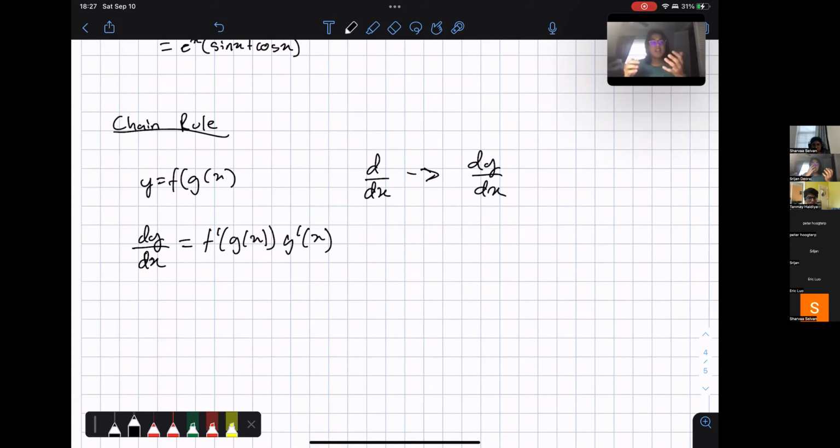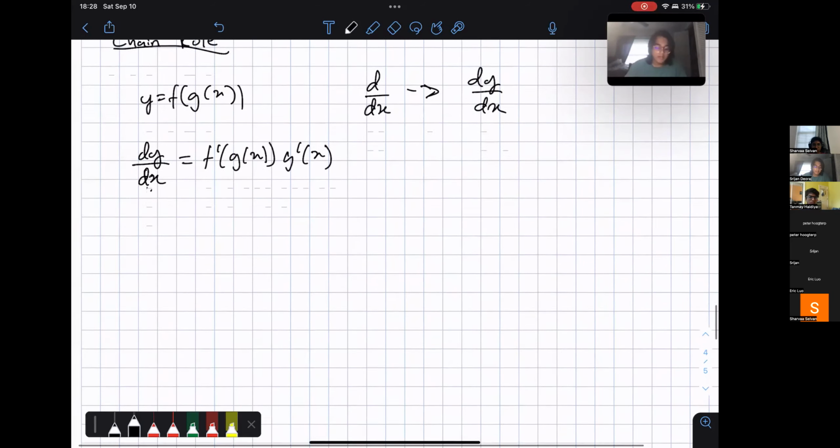And so again, this is kind of hard to understand at first, but it'll make more sense when you do an example. But what this is basically saying is you take the derivative of the outer function, but keep the inner function constant, and then you multiply that by the derivative of the inner function.